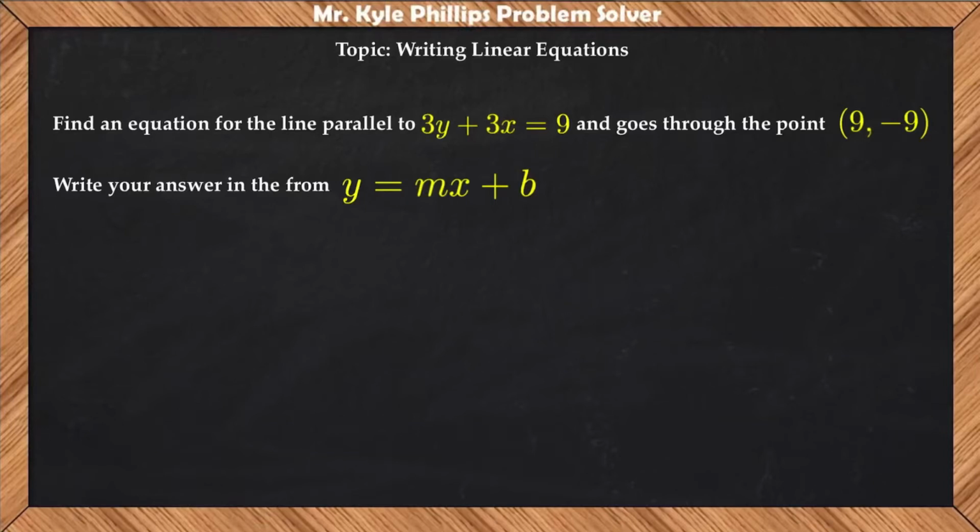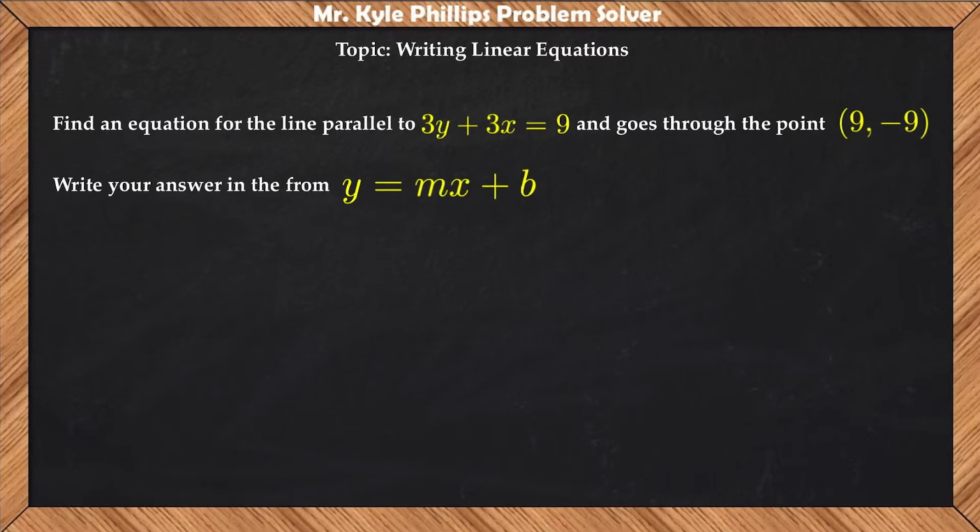Hey everybody, so in this problem they want us to write a linear equation that is parallel to 3y plus 3x equals 9, and it must go through this point of 9, negative 9. Then it says write your answer in the form y equals mx plus b.